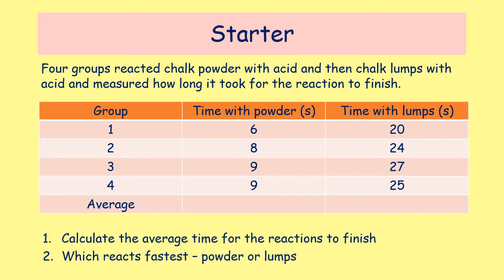So you might want to pause the video. Remember that the equation for calculating an average is you add together all the groups, all the numbers. So in this case, the value for group 1, group 2, group 3, group 4, and then you divide it by the number of groups. So that in this case is 4 groups.